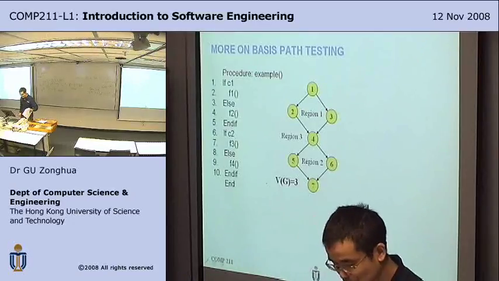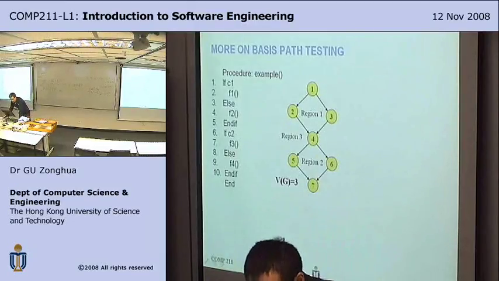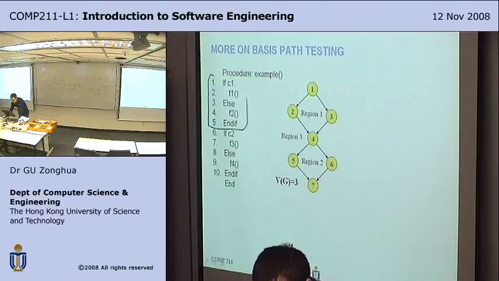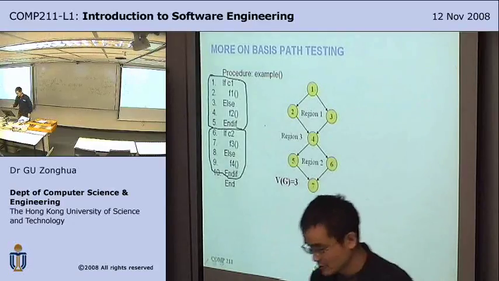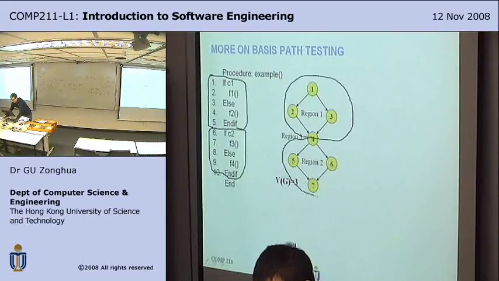So more on basis path testing. One more example. You have the first 5 statements. You have one if then else, and then you followed by another if then else. So this flow graph looks like this. One if then else followed by another one.